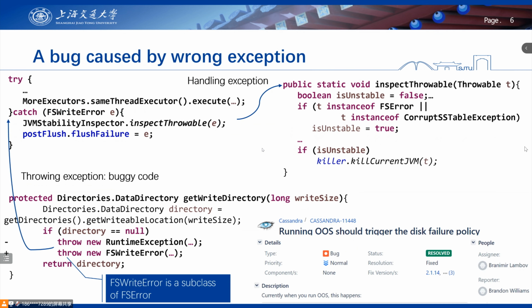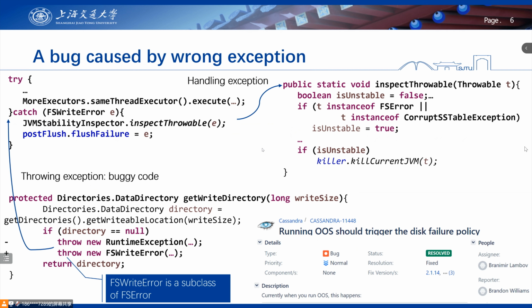Can programmers throw wrong exceptions in real code? My answer is yes. This is a real bug from Cassandra. In this bug, when the disk is full, the disk failure policy is not triggered. The above code shows how Cassandra implements the disk failure policy. When the disk is full, the code catches FSWriteError. After the exception is caught, the handling code implements the disk failure policy.